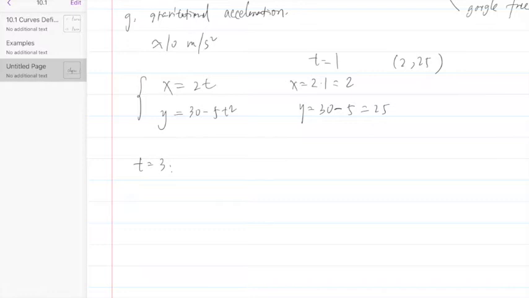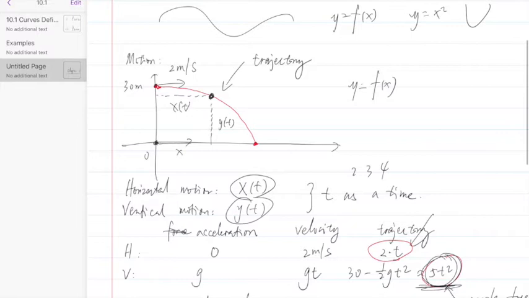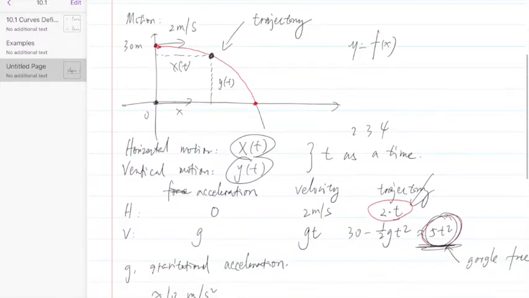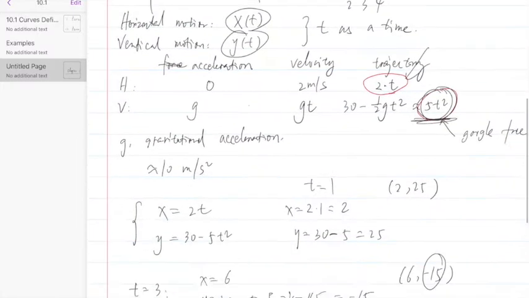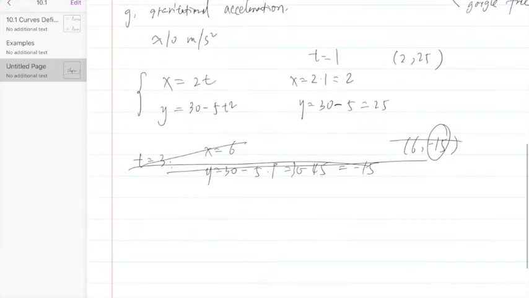What about after 3 seconds? After 3 seconds, what's going to happen is my x is going to be 6, my y is going to be 30 minus 5 times 9, which is 30 minus 45, which is negative 15. That means I should be at the point (6, -15). But then we have a negative height. That actually corresponds to if this trajectory keeps going. So we need to put some restrictions. That is, once your y hits 0, you don't go down anymore. So actually this will never happen.